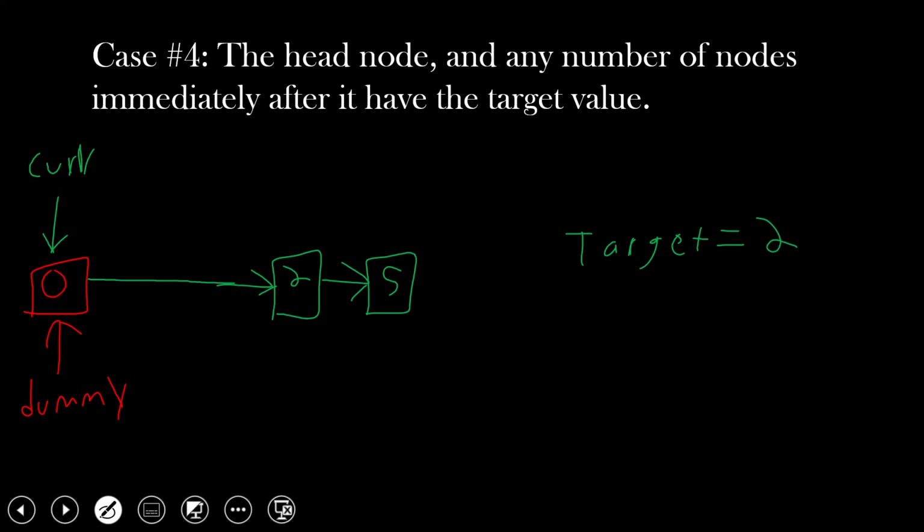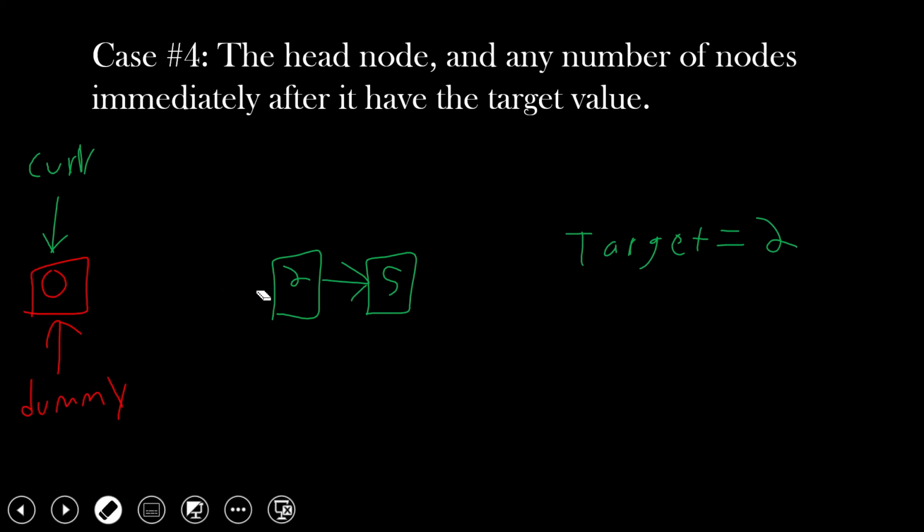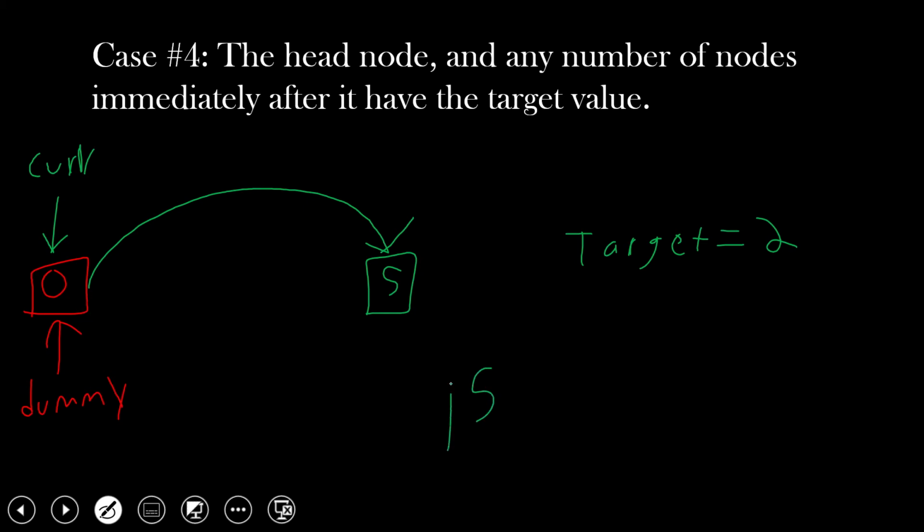So once we keep current the same, we ask ourselves, does current.next have our target? We see it does. So, like before, detach this link here, and reattach the link from current to current.next.next. Once you do that, pretend like this node was never there, and so the list we would return would just be the list of 5, and that's it.